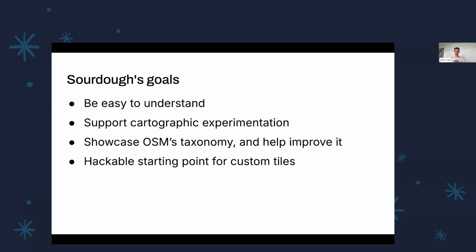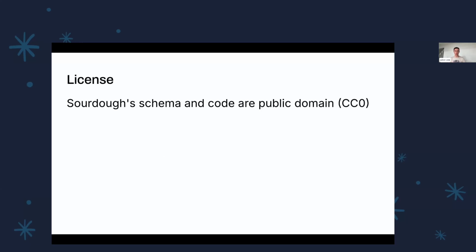So if you build a map based on Sourdough tiles, and then you realize you need to customize the schema for your needs, you can fork the Planetiler implementation and hack away on it to your heart's content. Sourdough's schema and code are both in the public domain under the CC0 license, so you can do whatever you want with them. You don't have to ask anyone's permission. You don't have to give credit.